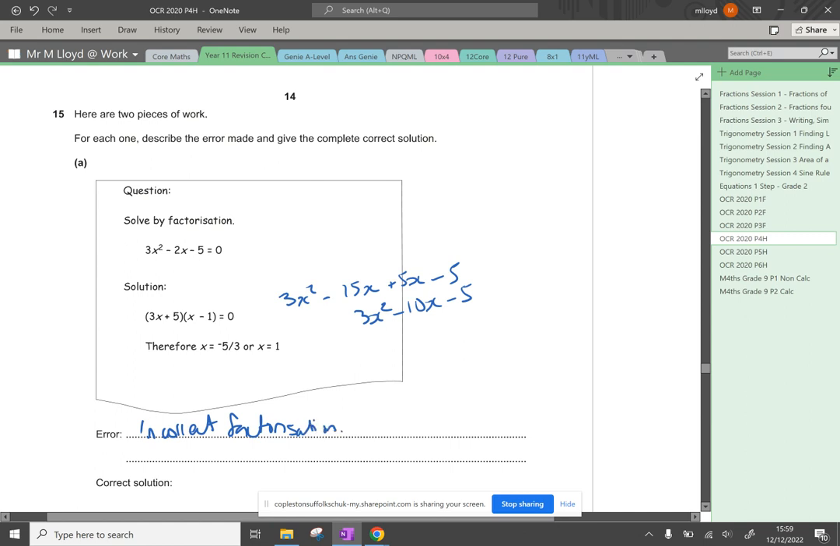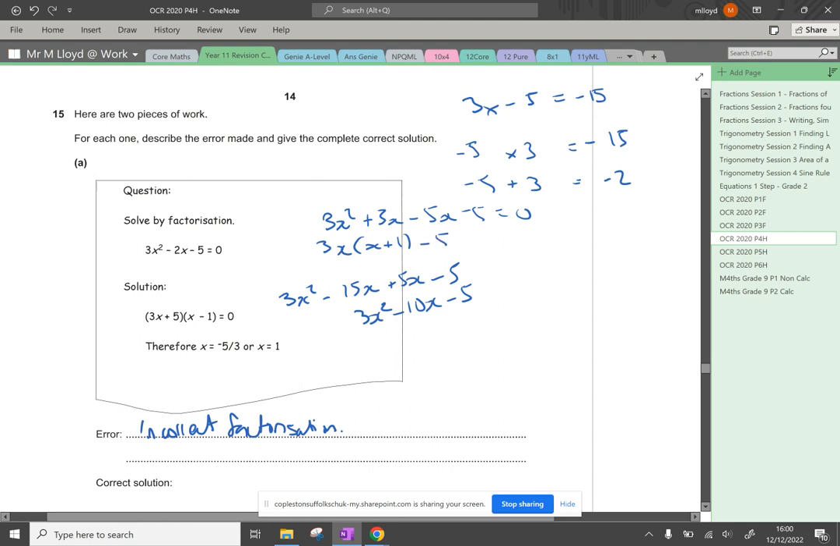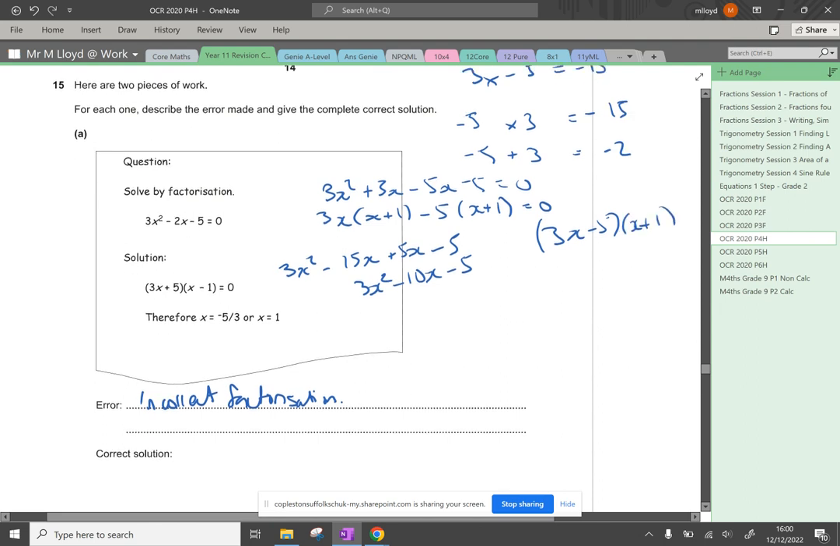Okay, now I'm always a fan of 3 times minus 5 equals minus 15. I need 2 numbers that will multiply to make minus 15 and add to make negative 2. And that's going to be negative 5 and 3. Therefore, 3x squared plus 3x take away 5x take away 5 is equal to 0. We then have 3x lots of x plus 1 take away 5 lots of x plus 1 equals 0, and then (3x take away 5)(x plus 1). Okay, hopefully, I mean, the incorrect factorization is right.